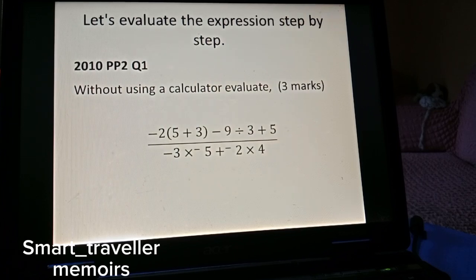2010 paper 2 question 1. Without using a calculator, evaluate, 3 marks. So this one was a KCSE question done in paper 2, 2010 in Kenya, Africa. Negative 2 bracket 5 plus 3, minus 9 divided by 3 plus 5, all over negative 3 times negative 5 plus negative 2 times 4.